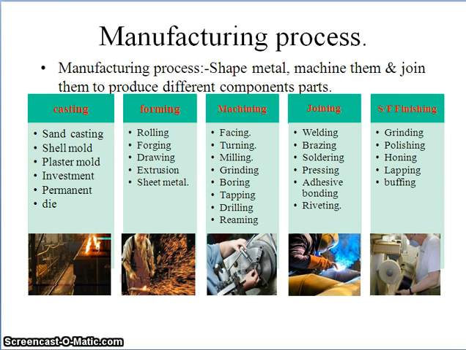The second type of manufacturing process is the forming process. It is the process in which the metal is formed to the required shape by plastically deforming it. The different types of forming process are as follows: rolling process. It is the process in which the metal is reduced in its cross section by making it pass between two hardened steel rolls which rotate in opposite directions.